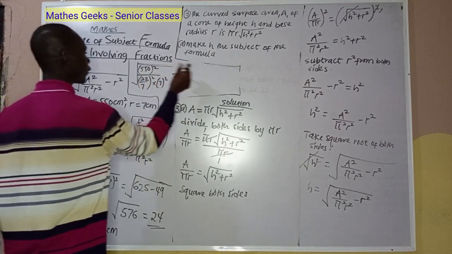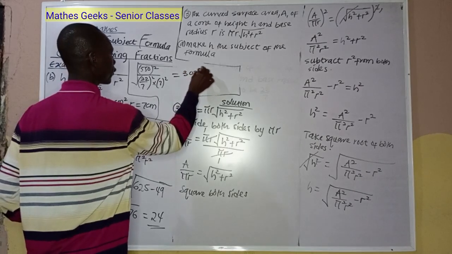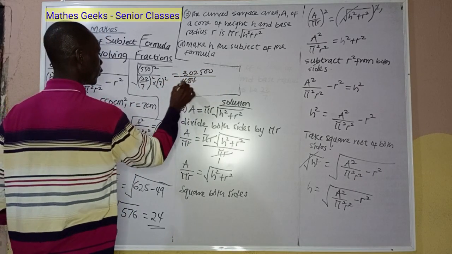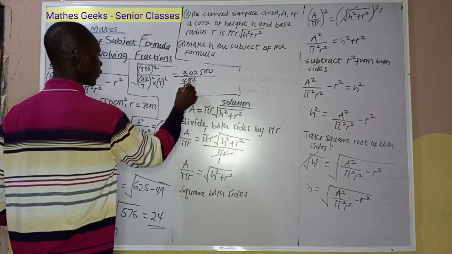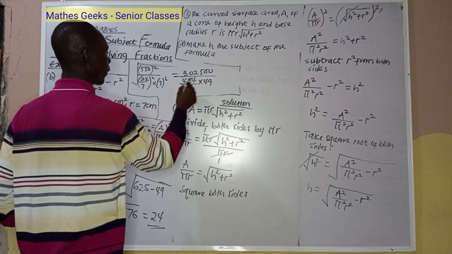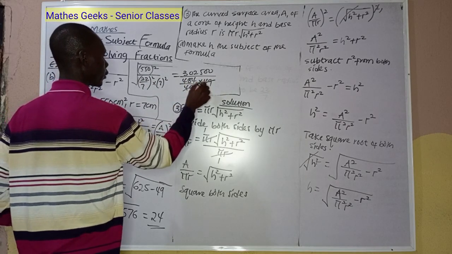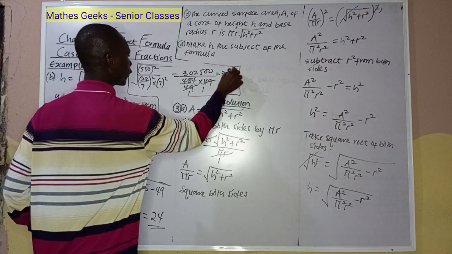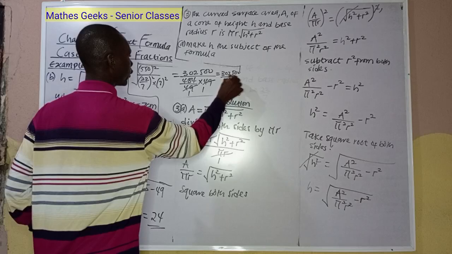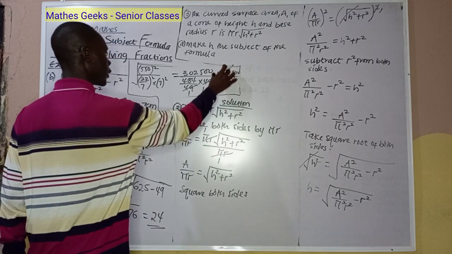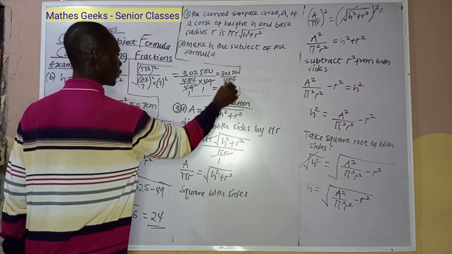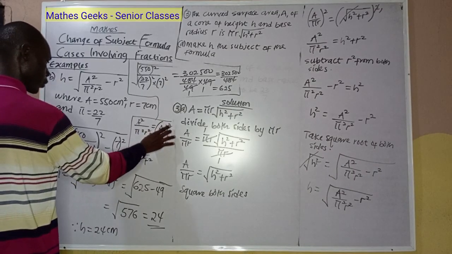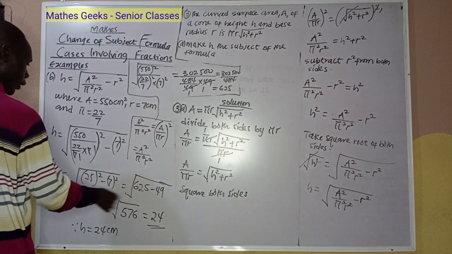So 550 squared is 302,500. 22 squared is 484. 7 squared is 49 times 49. 49 here cancels 49 here. So we're left with 302,500 over 484. When you divide this by this, you're going to have 625, which is what we got here. So whether you work with this or you work with this here, you're going to get 625.